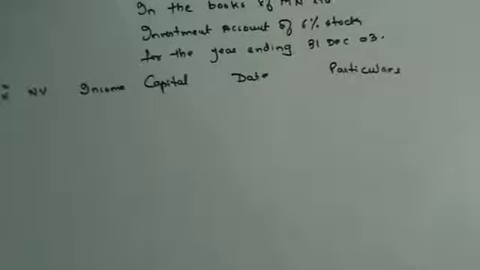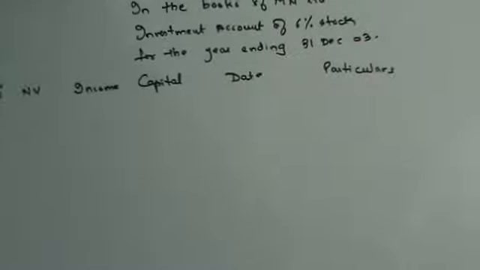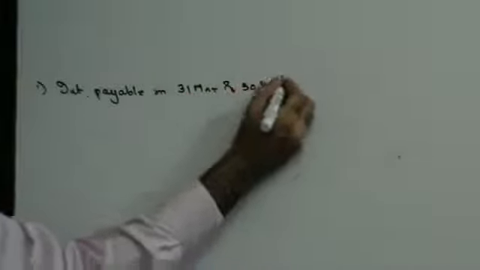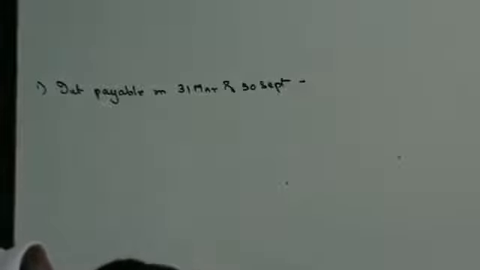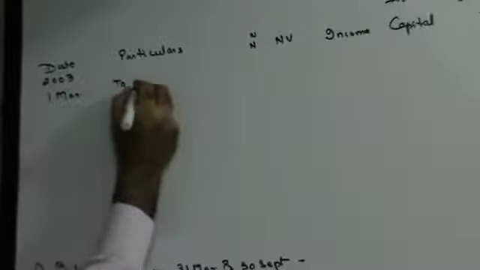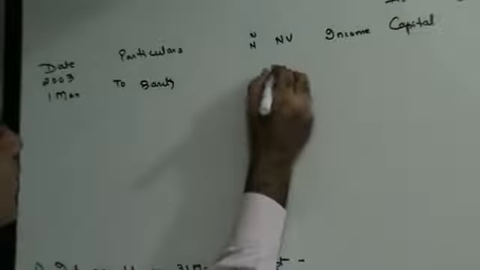Let's start. They are saying that MN Limited bought and sold 6% stock, interest payable on 31st March and 30th September. Purchased: they have said that they bought 24,000 worth of stock on 1st March 2003. To bank, you have purchased stock of 24,000.